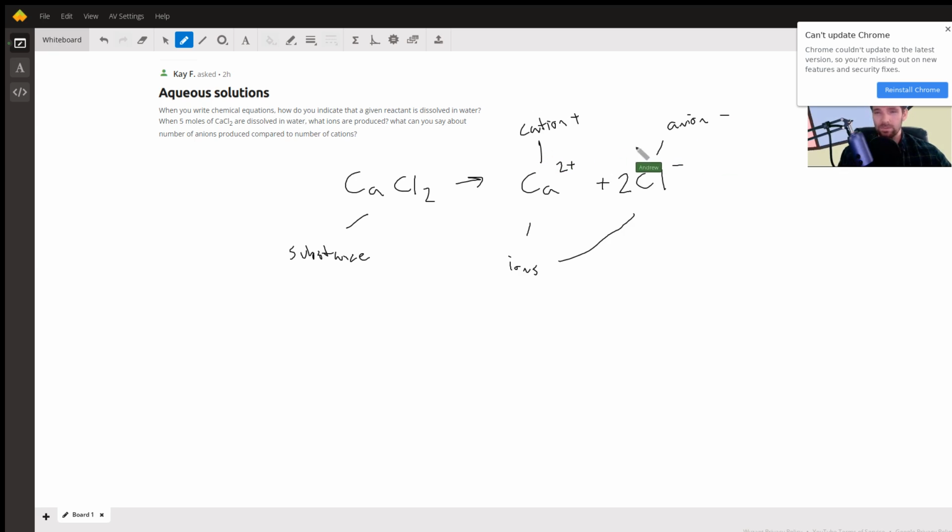These actually come from words meaning up and down, cation and anion. But honestly, you just have to remember which one's which. There's a couple of mnemonics and other things that people use, but effectively the cation's the positive one and the anion is the negative one.